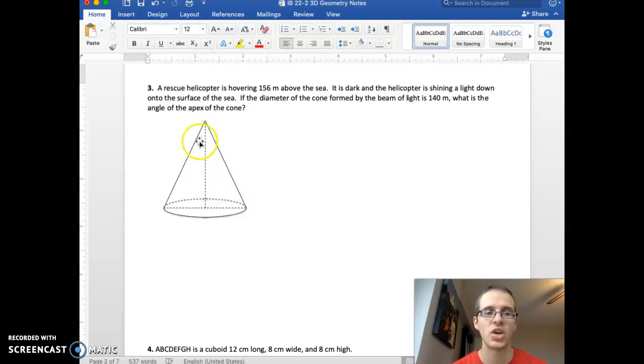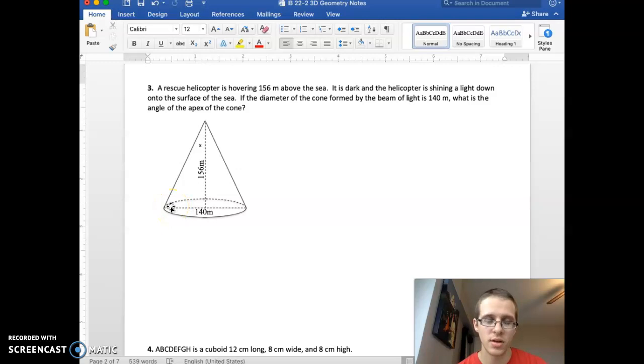So that is this angle labeled X up here. So let me go ahead and draw in the information that we're given. You can go ahead and do so as well. I have the height of the helicopter is 156 meters, the height of that cone, and the diameter is 140.